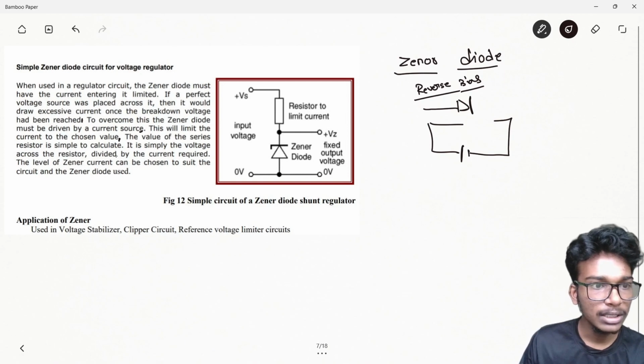The value of the series resistor is simple to calculate. It is simply the voltage across the resistor divided by the current required. The level of Zener current can be chosen to suit the circuit and the Zener diode used.